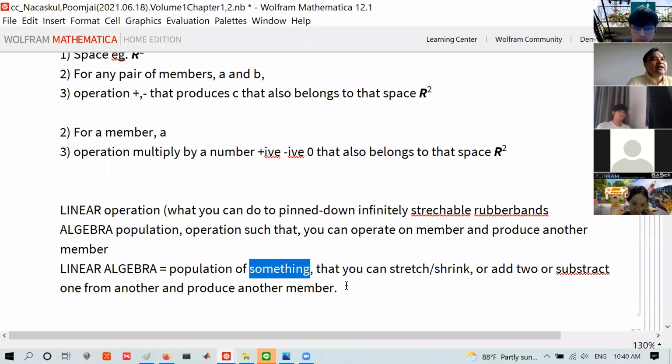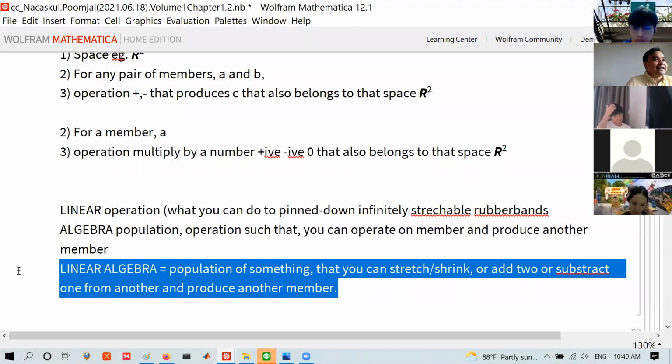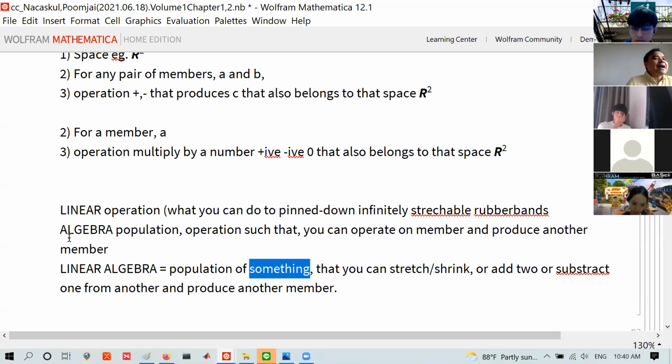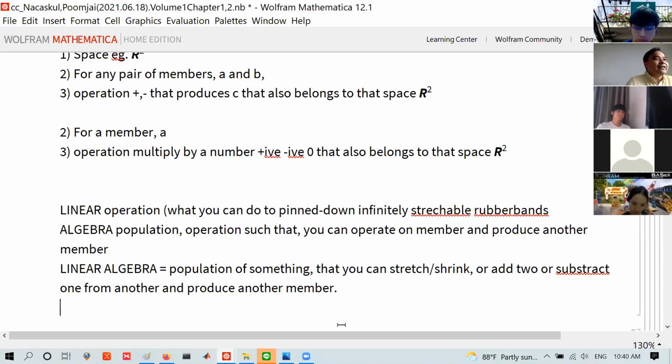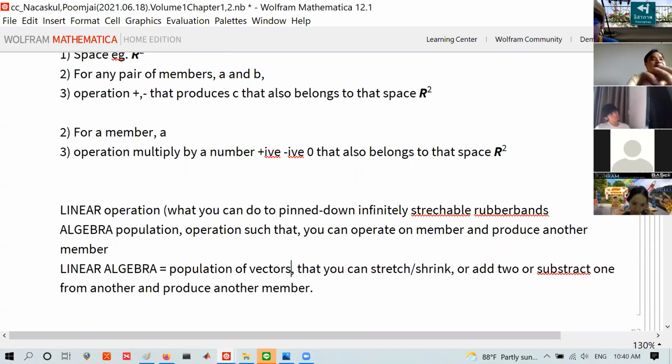This thing doesn't have to be a vector. It can be anything that has this. Now, in mathematics, of course, we work with numbers, so we deal with vectors. So in linear algebra, instead of a population of something, it's a population of vectors. But this can be generalized.